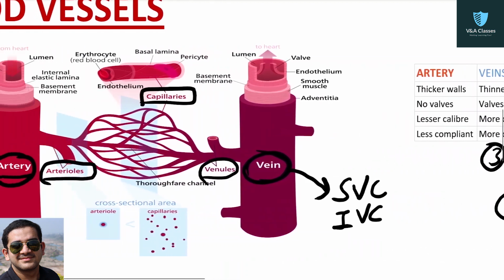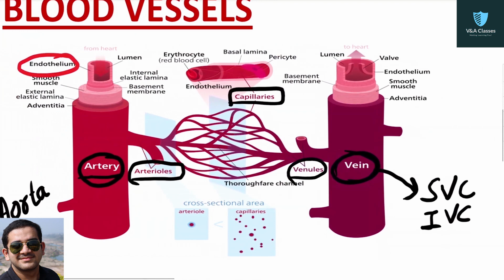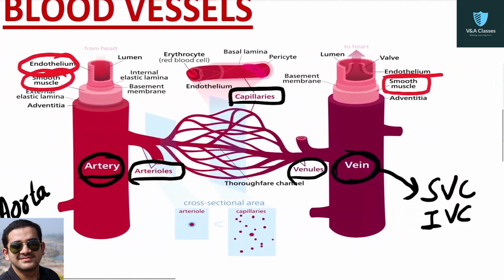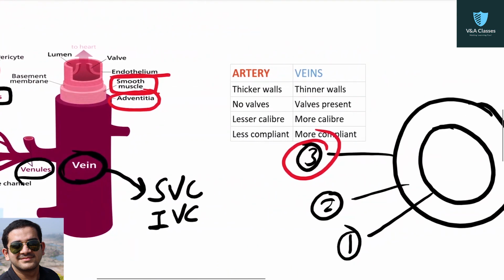First layer is called tunica intima, or it is also called the endothelium. Now the second layer is the muscular layer. It consists of smooth muscles. So endothelium, and then the second layer, that is smooth muscle. Then the third or the outermost layer is called the tunica adventitia. So these are the three main layers: endothelium, smooth muscle, and adventitia. Now the thickness of these three layers varies between artery and veins. Okay, so arteries are more muscular. They have a thicker layer of muscles. So the second layer in arteries will be thicker.